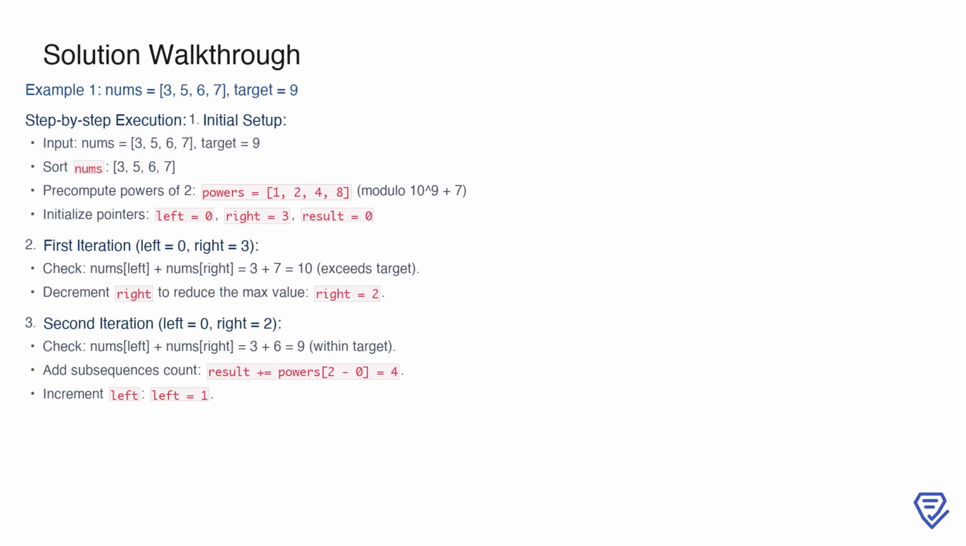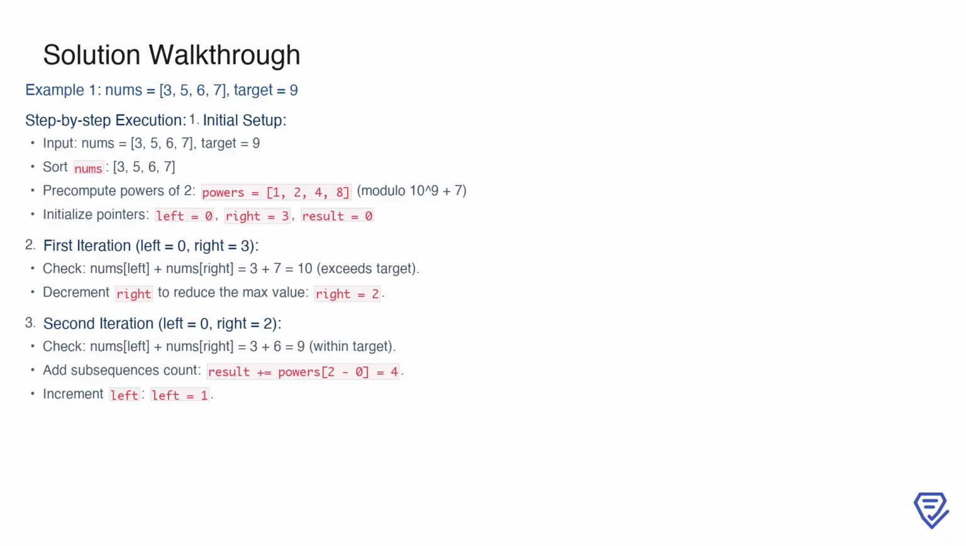To solve this problem, we start by setting up the input and preparing some essential data. The input array is nums equals 3, 5, 6, 7, and the target is 9. First, we sort the array, although in this case, it's already sorted as 3, 5, 6, 7. Next, we pre-compute the powers of 2 modulo 10 to the power of 9 plus 7, giving us the array powers equals 1, 2, 4, 8. This will help us efficiently calculate the count of subsequences later. We also initialize 2 pointers, left at the start of the array, index 0, and right at the end, index 3, along with a result variable set to 0.